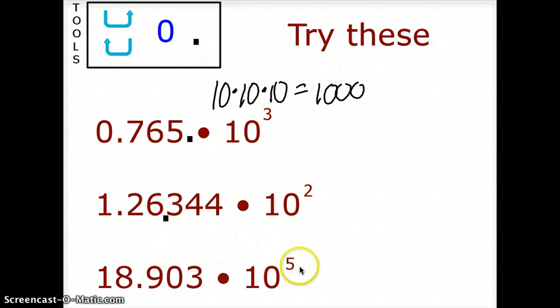For this last one, 10 to the 5th means we need to drag it over 5 times. 1, 2, 3. Going to need to add 2 zeros. And then the decimal would go at the very end. So it'd be 1,890,300.